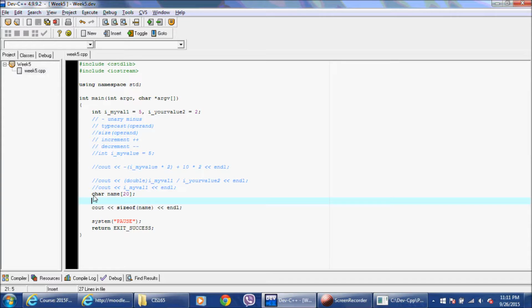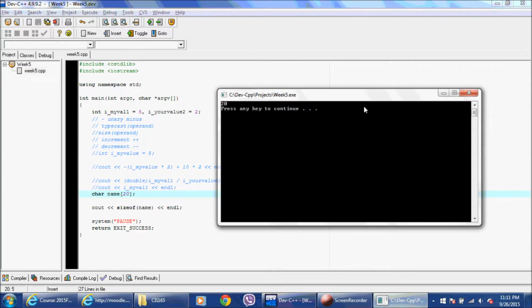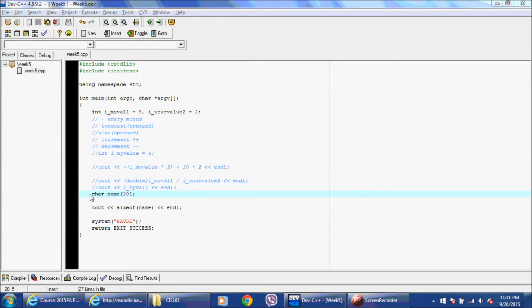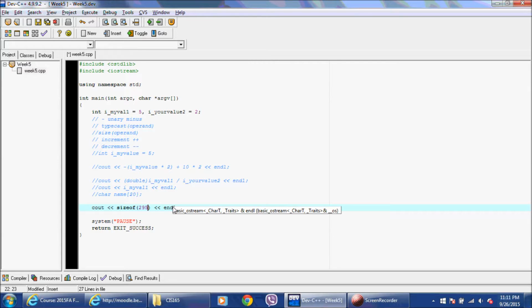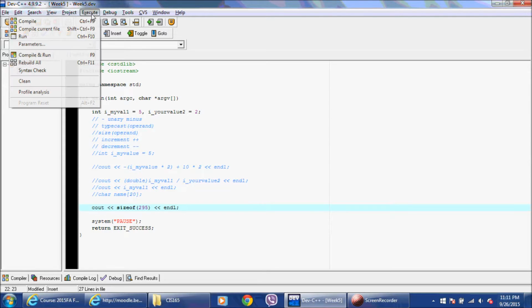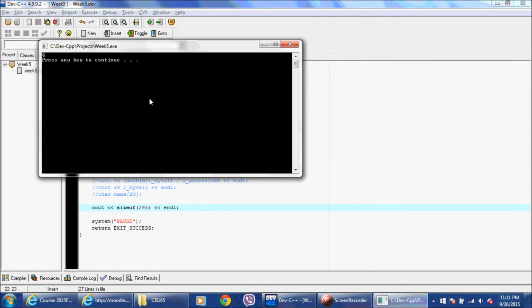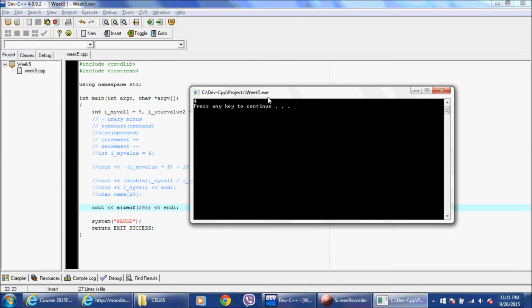Now, also remember, if you want to take a look at the size of a literal, the way the compiler treats it, you can do that too. I can say, what's the size of the literal 295? How is the compiler treating that? How much space is a compiler allocating to the numeric literal of 295? And we can look. We can say compile and run. It uses 4 bytes. It looks like it converts it into an integer literal. That's what it looks like.